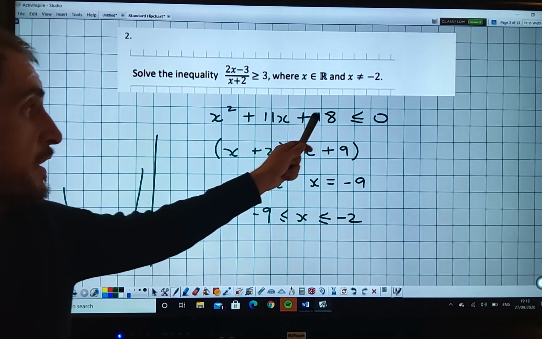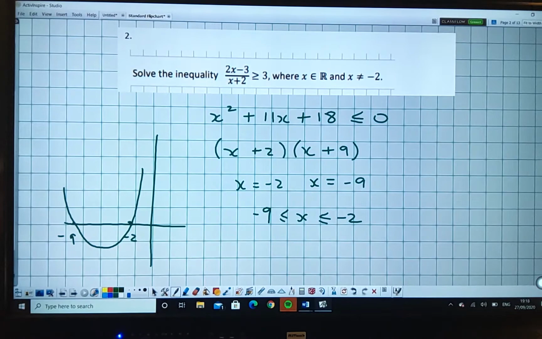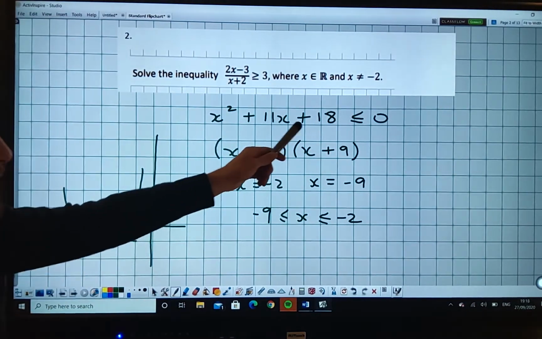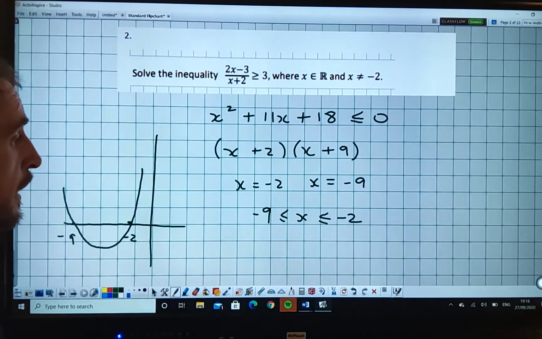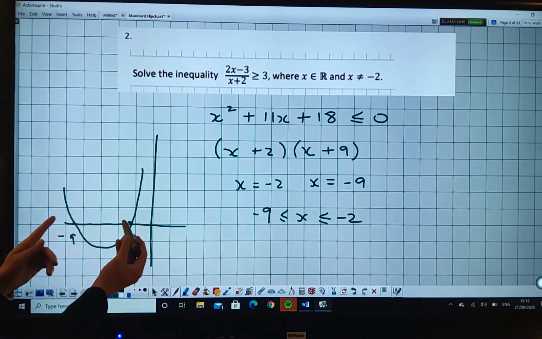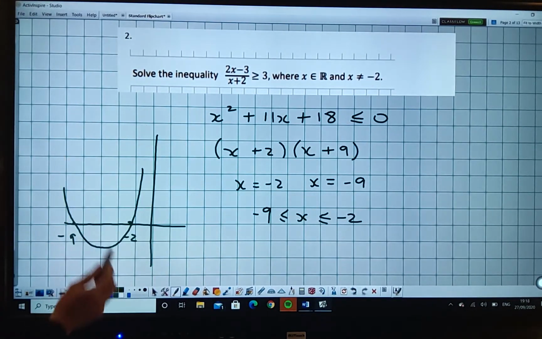X squared plus 11x plus 18 is less than or equal to 0. So you solve it as if it's going to be equal to 0 and you find out what the two roots are. So that's minus 2 and minus 9. And then you plot the graph. Because that's positive, it's in a U shape. So I've got minus 9 and minus 2. So then x is less than 0 here. So when x is greater or equal to minus 9 and less than or equal to minus 2. And that's that question there.